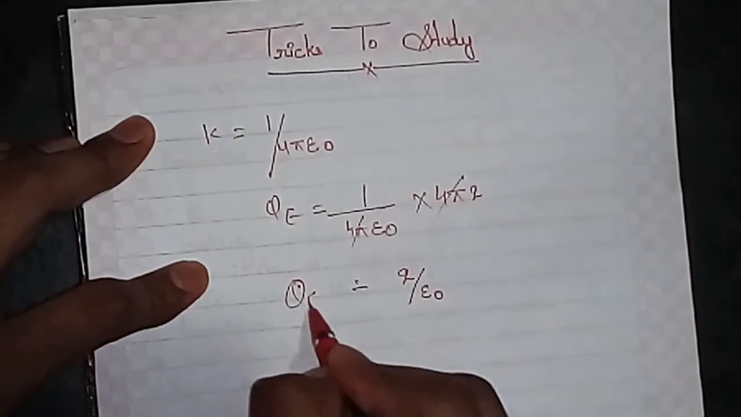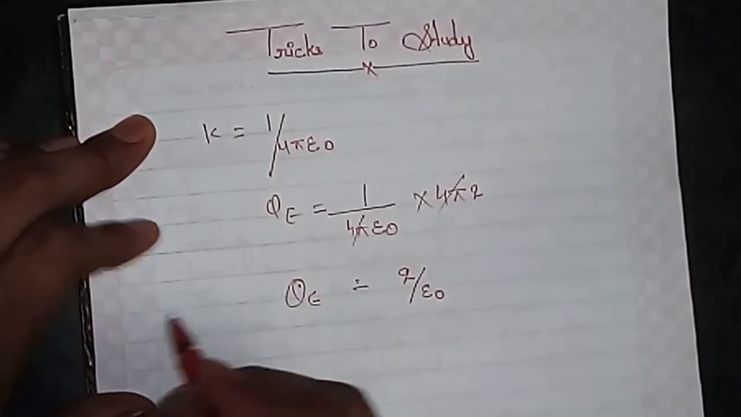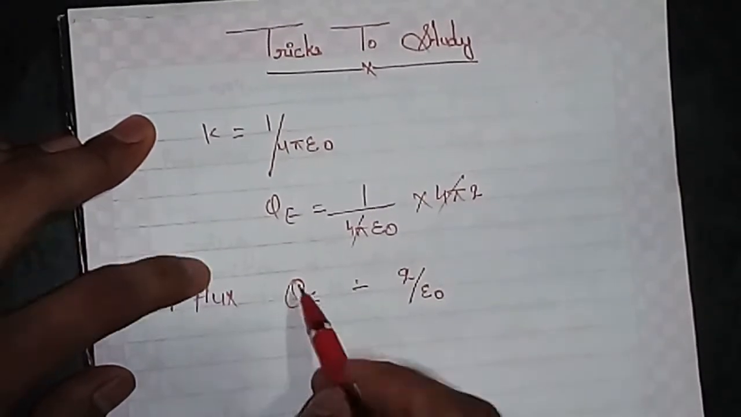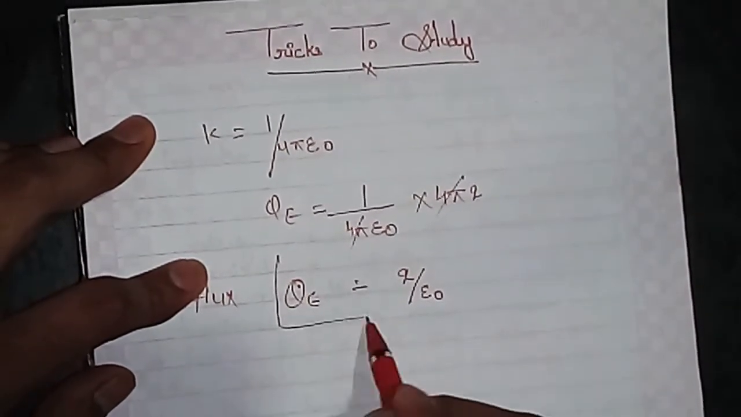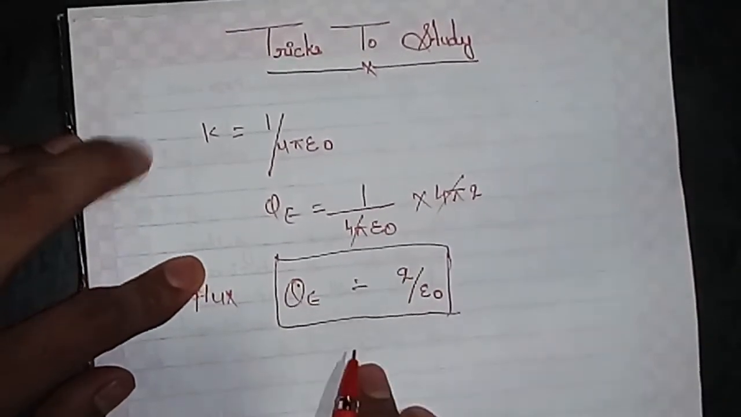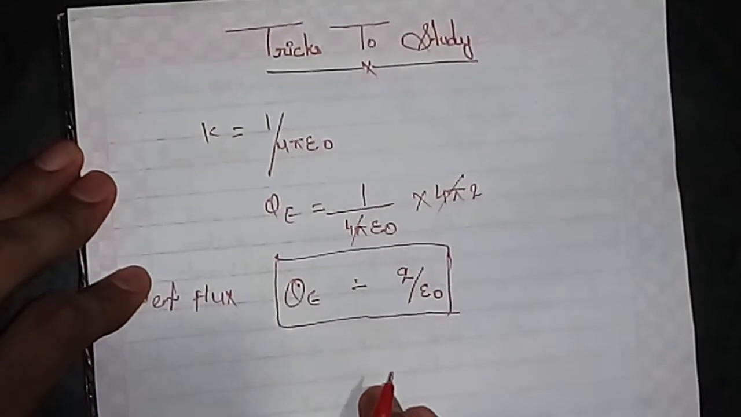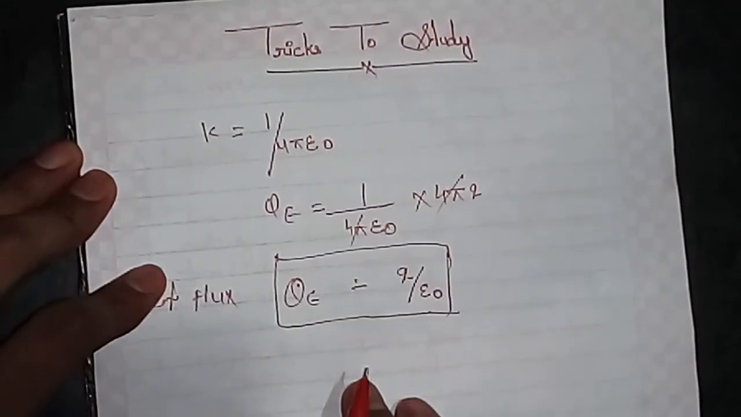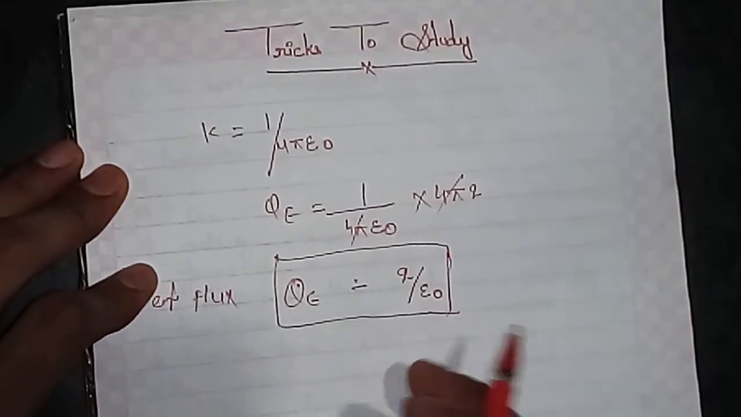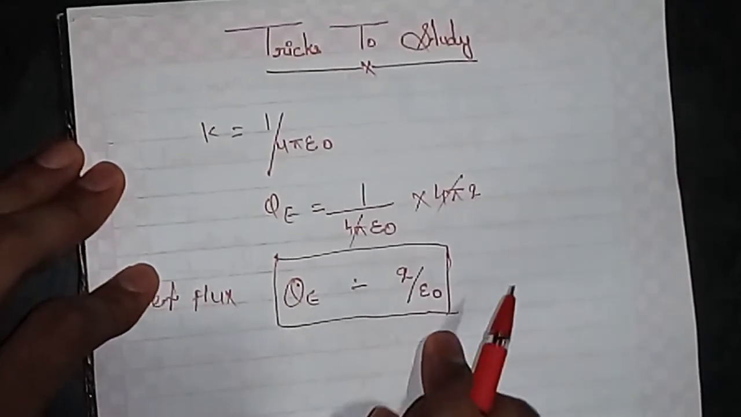So phi is the net flux, and the net flux is equal to Q by epsilon naught. The spherical surface of the sphere is referred to as a Gaussian surface, and this equation is known as Gauss law.